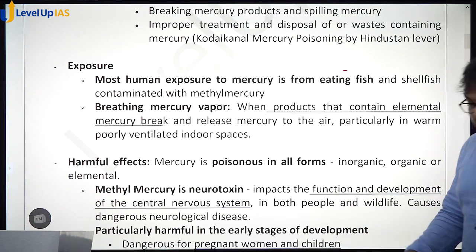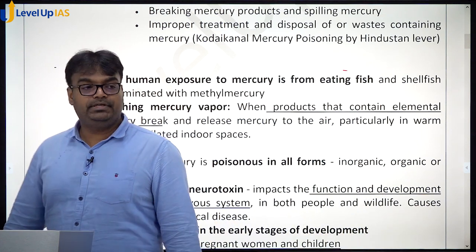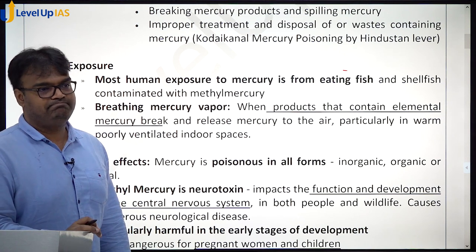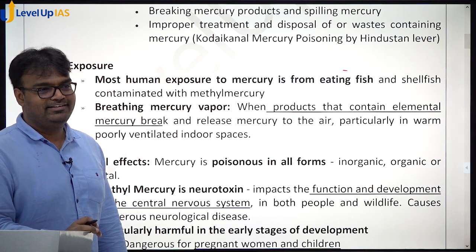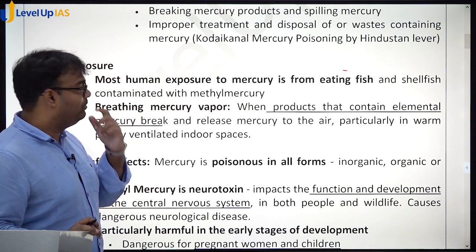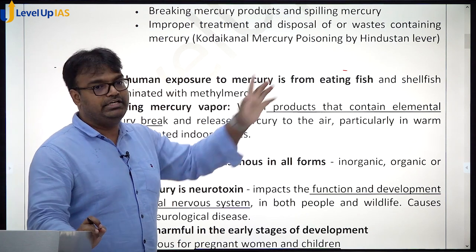Humans, how do we get exposed to mercury? The biggest source of mercury exposure is fish. Kismat hi kharab hai. Meethe khane pe aapko diabetes hoega, fish khane pe aapko mercury pollution ho sakta hai. So most human exposure to mercury is from eating fish.